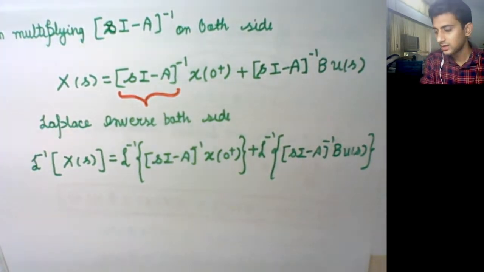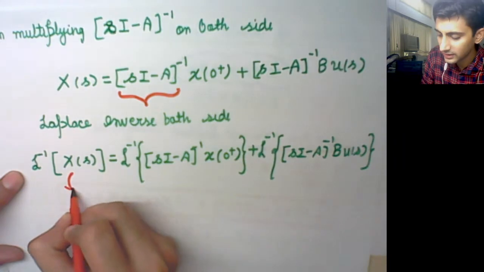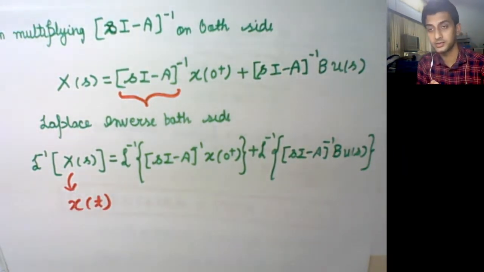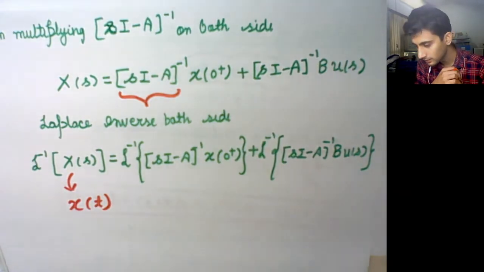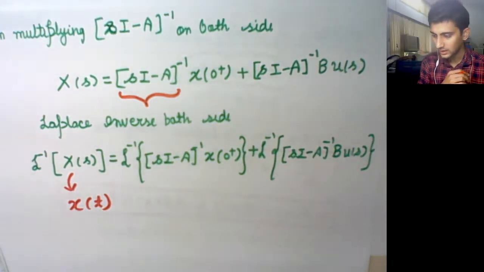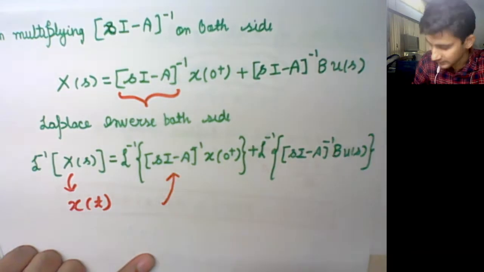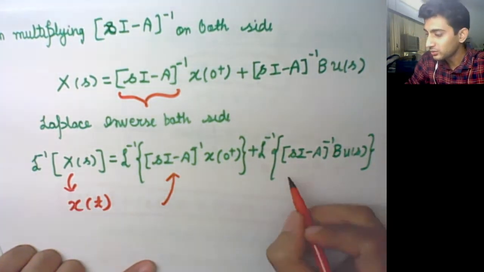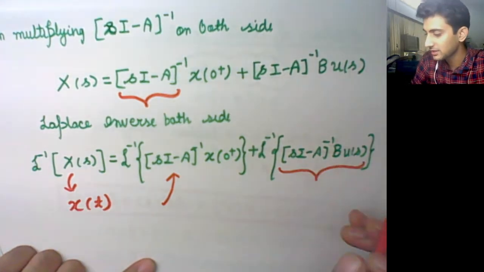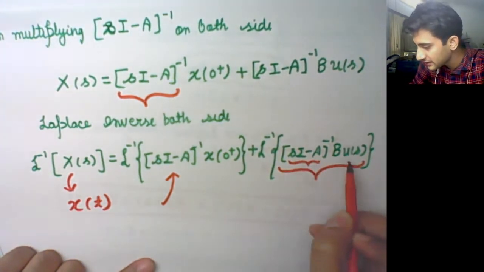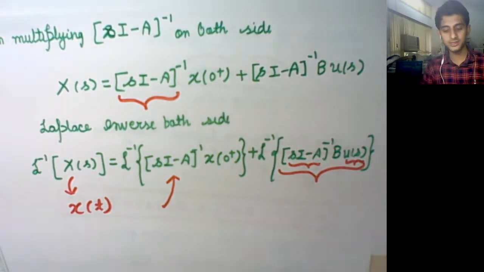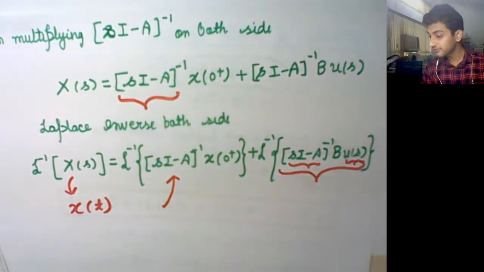And this, on taking the Laplace inverse, would give us X of t, which is what we are interested in finding out. Okay. But the thing is, how to take Laplace inverse of such a system? And even more complex, how to take Laplace inverse of such a system in which we have one function of S, another function of S, Laplace inverse of two functions multiplied with each other. We will take them one by one.